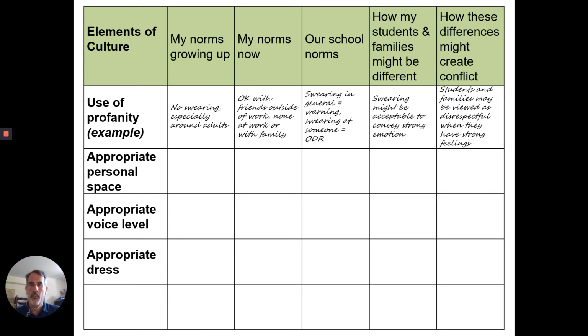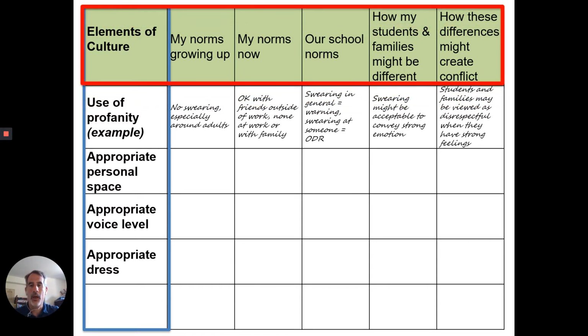So I want to walk you through the Elements of Culture matrix itself. If you look just at the left in blue, you'll see the elements of culture. Today we're going to be thinking about use of profanity, appropriate personal space, voice level, or whatever your school has chosen to focus on, your PBIS team or others that have helped organize this for you. On the top, we're going to think about how these elements of culture have changed over time. So what did they look like growing up, and what do they look like now?